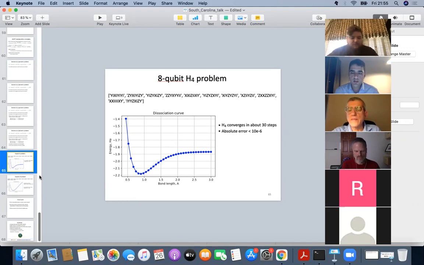Yeah, of course, we would like to be able to apply it to more complicated molecules because, of course, for 8-qubit molecules, one can just diagonalize the Hamiltonian in a matter of a second on a laptop and not use any quantum algorithm. So this is really just proof of principle.